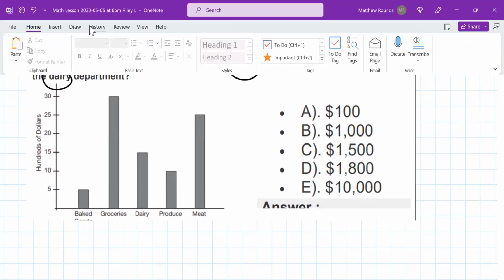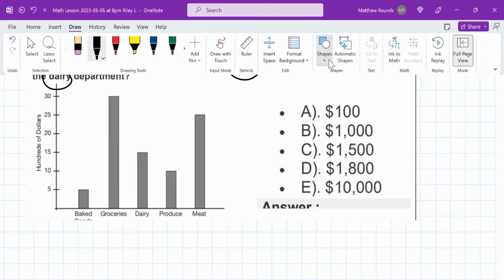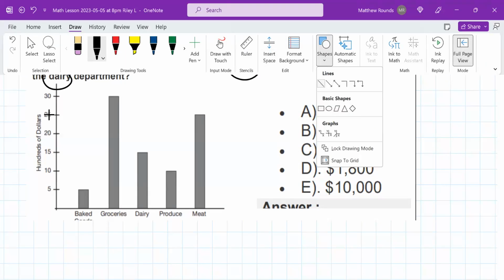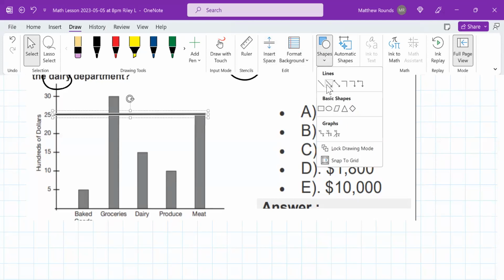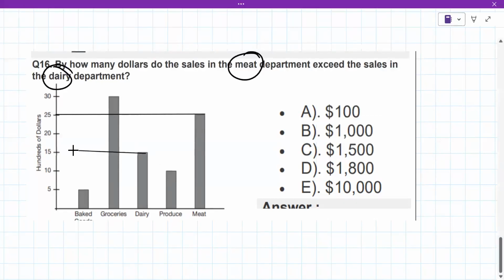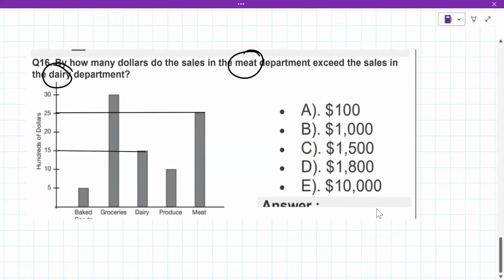I can probably draw some lines here to help. I don't know how easy it is to see on your screen, but we can imagine that's meat. And then we'll do another one for dairy, like that. What is the difference in those? 25 minus 15, right? Which is 10, but what's the units here? It's in hundreds, hundreds of thousands. So you have to multiply 10 by 100,000.